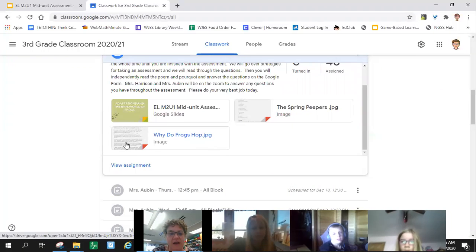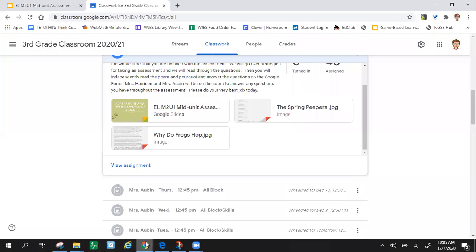So why do frogs hop? Here is also, that is really weird. That's wigging me out a little bit because it was in there this morning. I must have touched something unmeaningful. Why do frogs hop? There is our pourquoi. So here's our spring peepers and here's our pourquoi. Mrs. Harrison is quickly, boy, that is definitely not what I wanted to happen today. Okay, so I'm going to get rid of all my little friends.